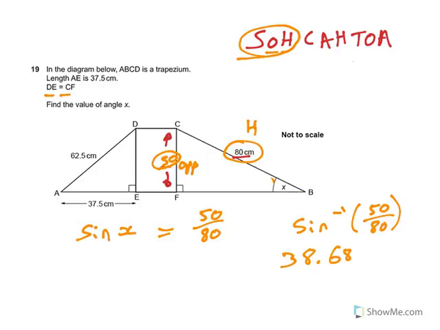38.6821. It goes on for a while. Now you can round it to a reasonable figure, let's say 2 decimal places, so it's 38.68. Remember, we are talking about an angle, so x equals that, and it's in degrees.